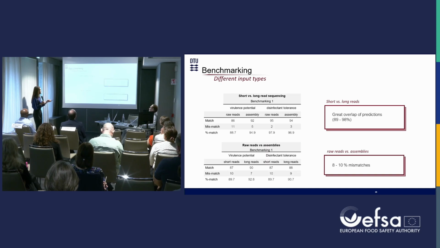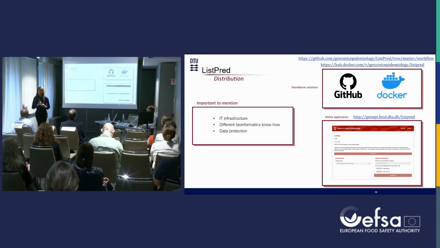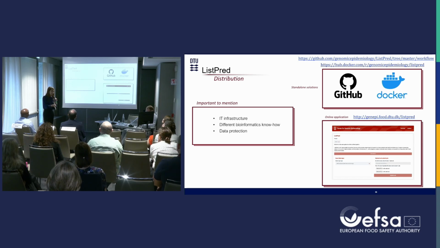The conclusion is that there is a very great overlap whether you input short read or long read data, so it's fine either way. There is a little bit of mismatch between raw reads and assemblies, but I think it's still not that high. So the pipeline is flexible for both technologies. And actually, in the food industry, when they start to invest in sequencing for the first time, the long reads investment of Nanopore is cheaper than investing in the big short read machines of Illumina or others.